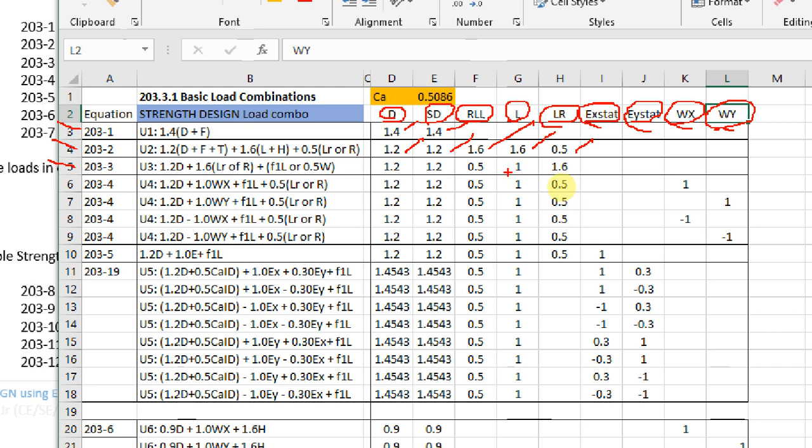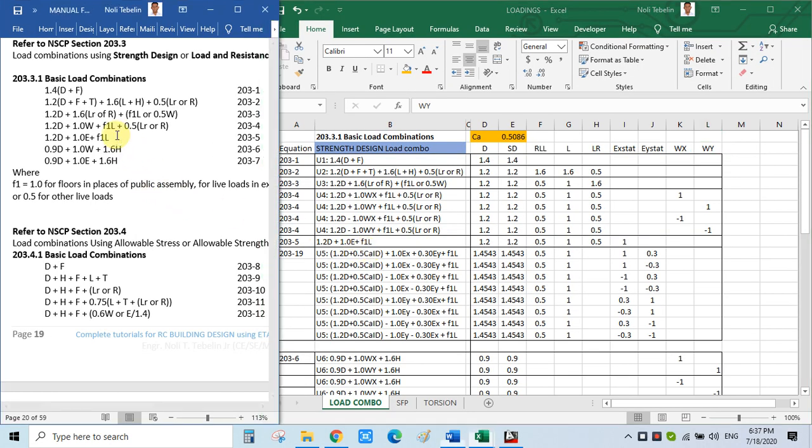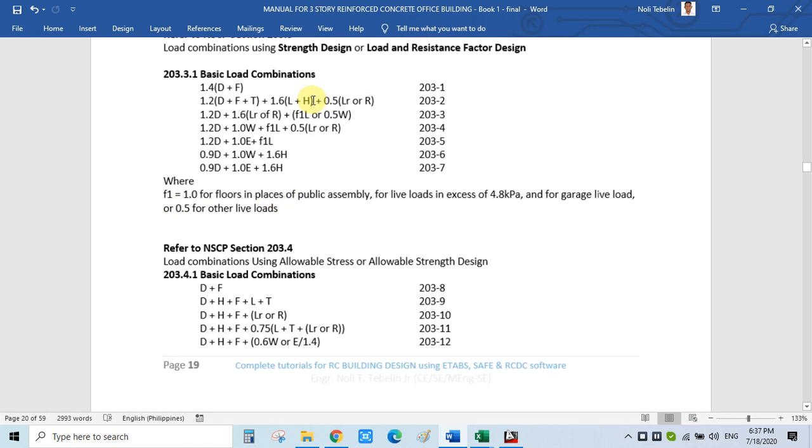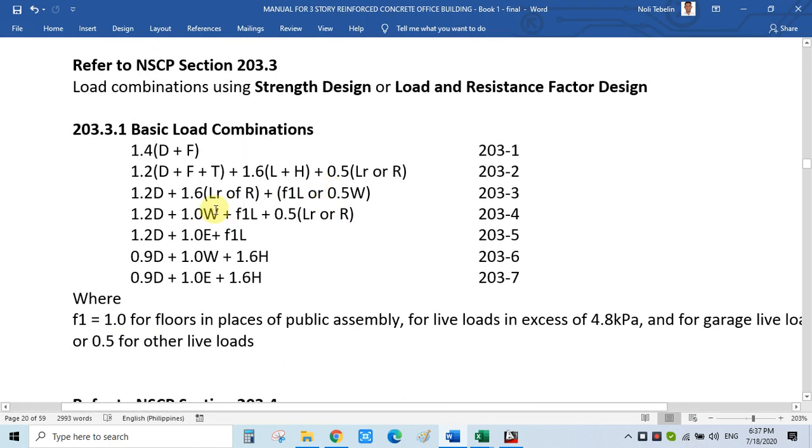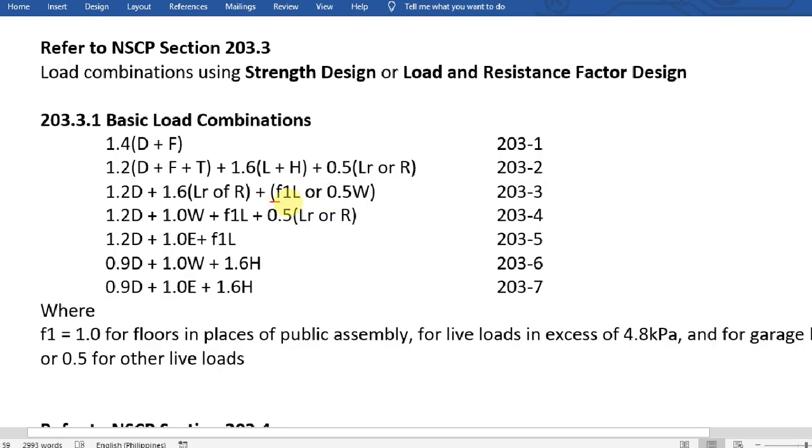So, ito yon. Meron tayo dito ng F1. So, meron tayo ng F1L dito. So, yung F1 mo equals 1.0 for floors in places of public assembly, for live loads in excess of 4.8 kPa. So, for public assembly, syempre mabigat siya, 4.8 above yan. So, the F1 is 1.0. Okay?